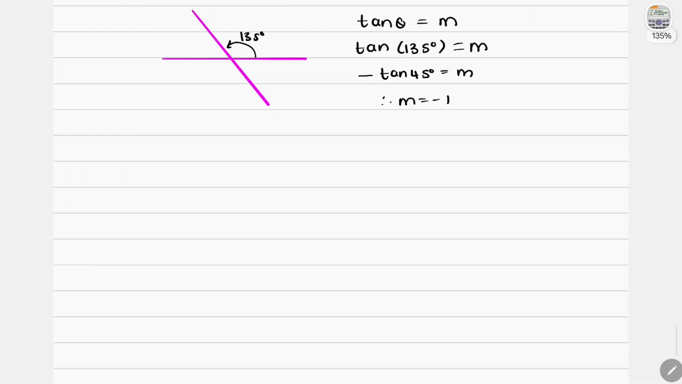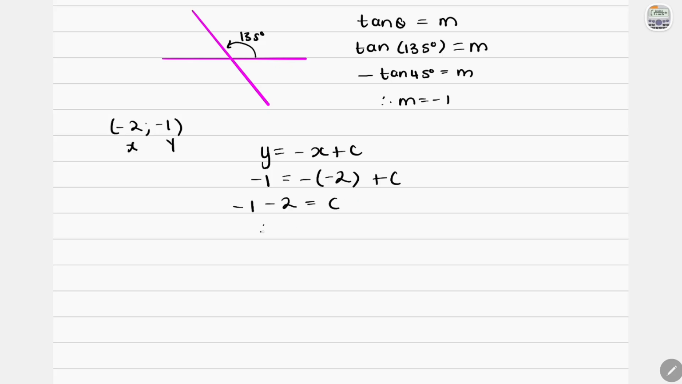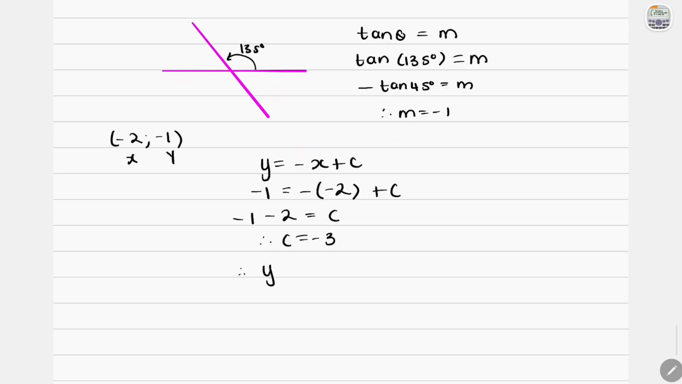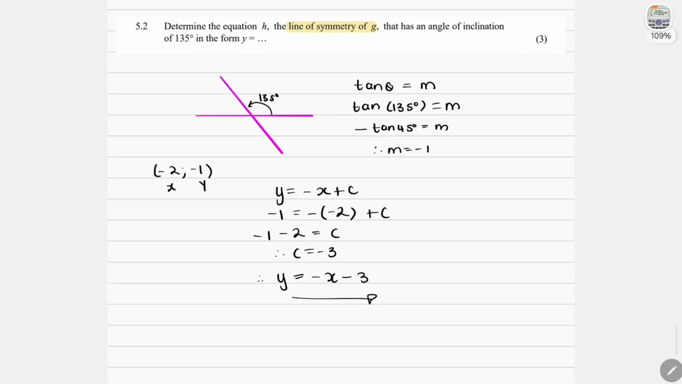So we can find the equation of this line. You can use y equals mx plus c. The gradient is -1, so y equals -x plus c. Then substitute this point in place of x and y, and we have -1 is equal to -(-2) plus c, and that's +2. If you take +2 over, it becomes negative. So -1 minus 2 gives you c. So c is equal to -3. And they want it in the form of y equals, so y is finally equal to -x minus 3. And that is our answer. Okay, moving on to the next question.